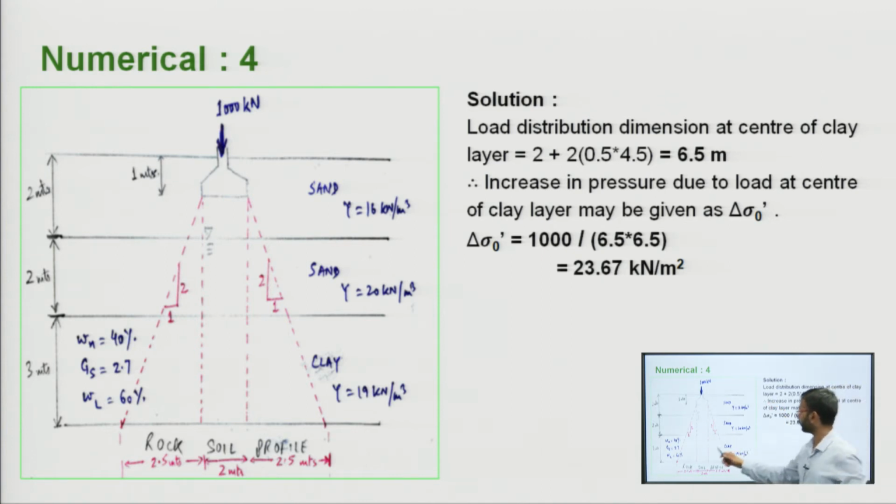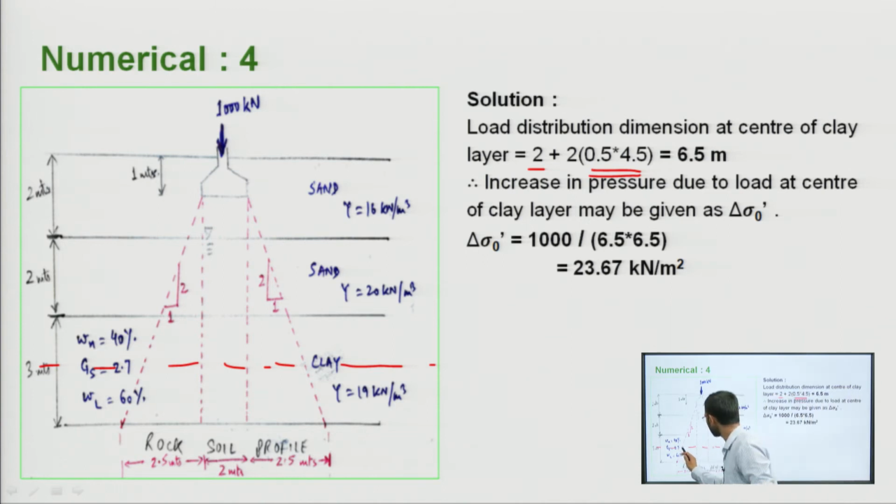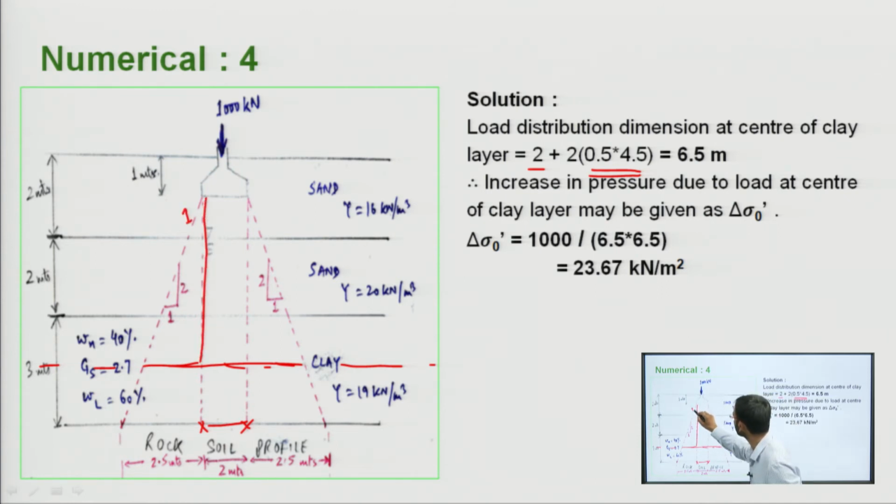Now first we will see what happens at the center of this clay layer. So see, the load distribution dimension at the center of the clay layer is this 2 meters plus 2 into 0.5 into 4.5. How does it take place? Now see, what will be the value? This is the value first, 2, okay, this is there. Now see this thickness, this height, what is it? It is 1 meter here, 2 meters here, and then 1.5 meter here. So the total thickness is 2 plus 1 is 3, 3 plus 1.5 is 4.5.